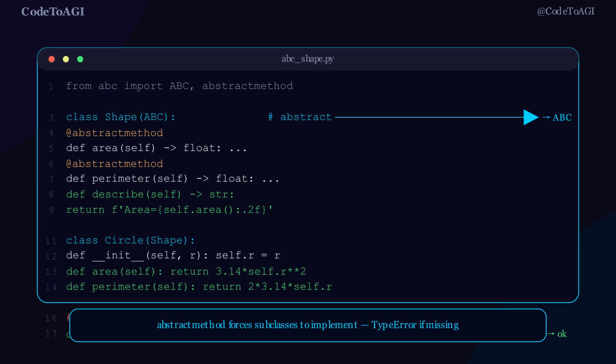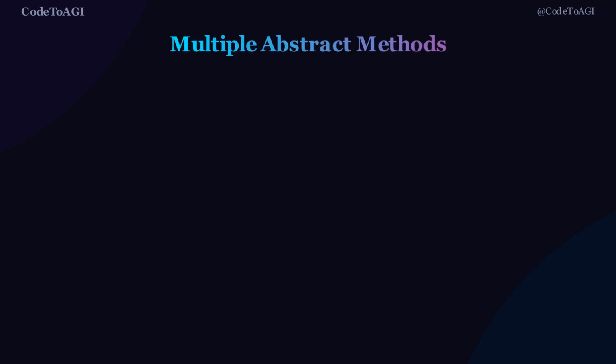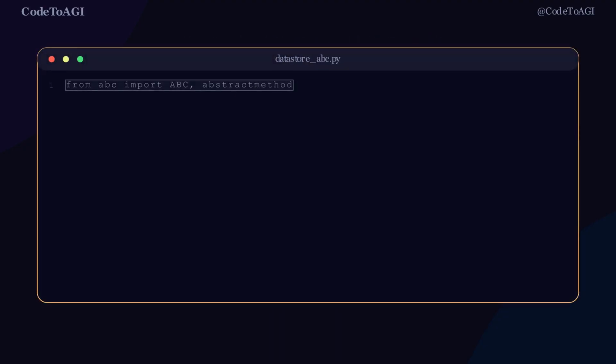We define Circle inheriting from Shape. Circle implements area and perimeter. We define Square inheriting from Shape. Square implements area and perimeter. When you try to instantiate Shape directly, TypeError. When you instantiate Circle, works perfectly. This is the nominal subtyping contract. Explicit inheritance required. A real interface usually requires multiple methods.